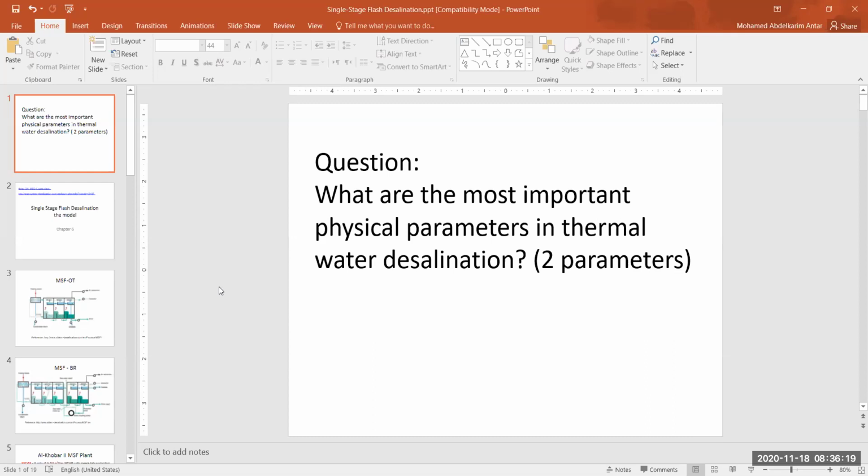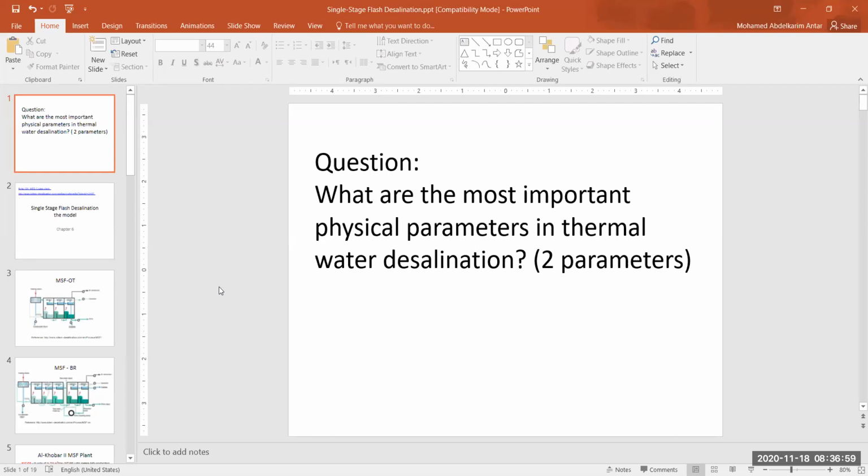Quantity of water is going to come as a result of condensing the vapor. Actually, just to give you a hint, I would say that it should be something that is related to being able to produce vapor. What are the parameters that are going to make us always able to produce vapor as you are moving from one effect to the other?